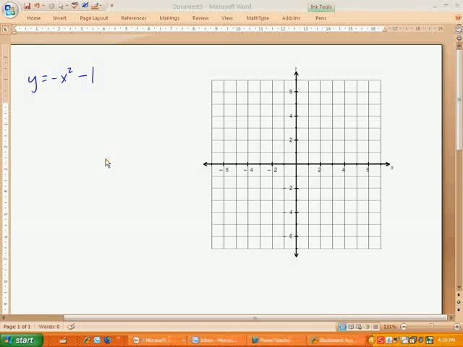Alright, third and final example for the night, and then we'll look at some things when we get into class tomorrow, alright? Okay, so here we're going to graph one final quadratic. You remember what we do first?